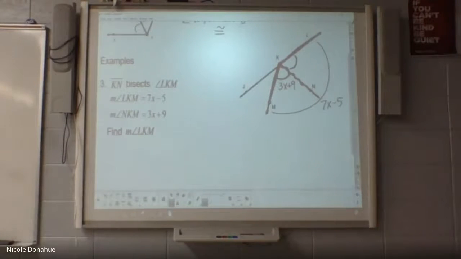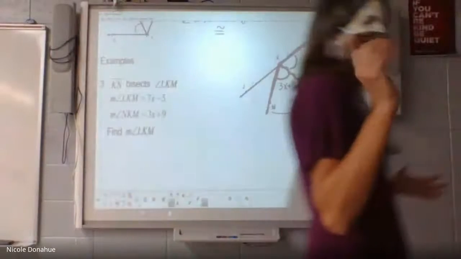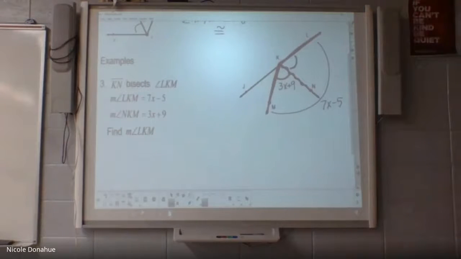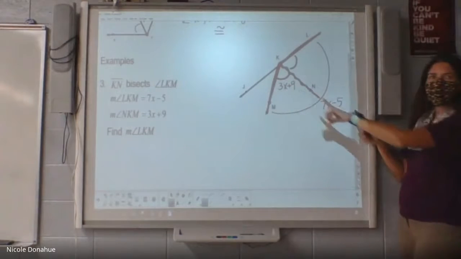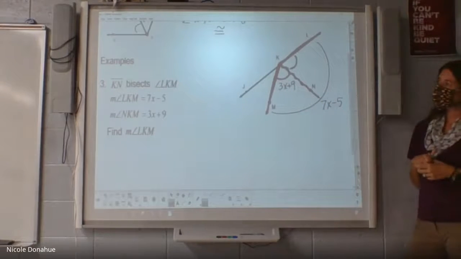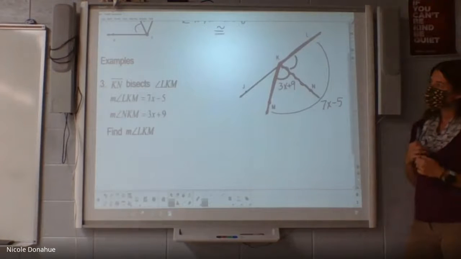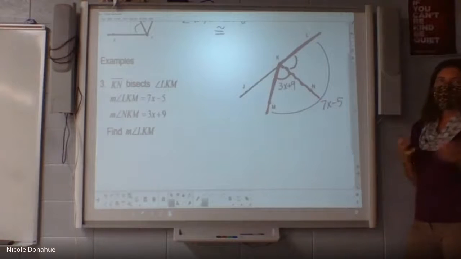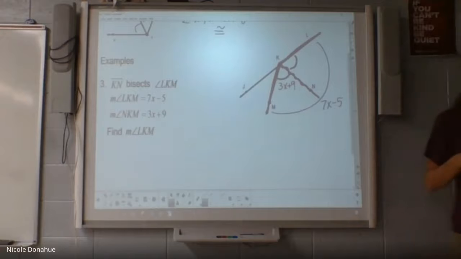All right, so any thoughts on how to do that? Right now, I can't just set things equal here. I need to do a little bit more work. Yeah? Adding 4x plus... 7x minus 5. So you think adding these two, what are they going to equal? To LKM. Well, we don't know what that is, though.